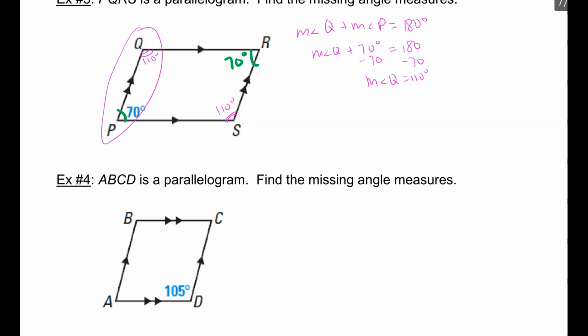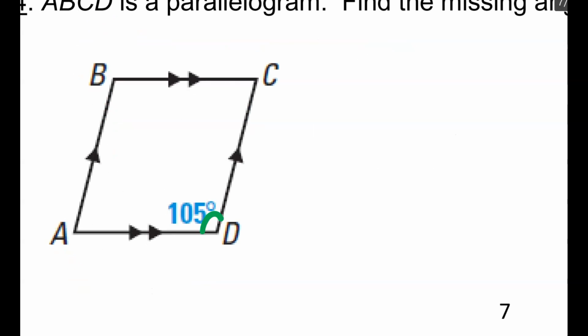So we use a couple different things. Opposite angles are congruent. Consecutive angles, on the same side, right next to each other, will add to 180. Let's keep going. This angle is 105, which means the one across from it must also be 105 degrees. Okay, we're halfway there. We're cooking.